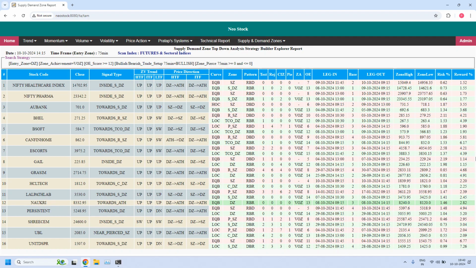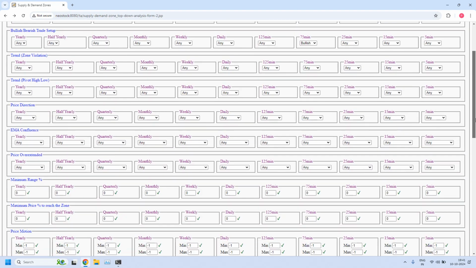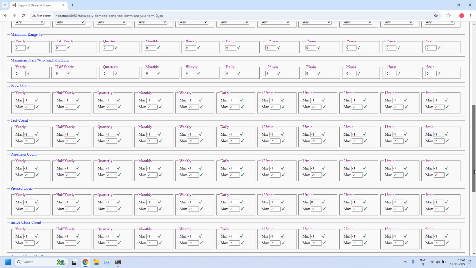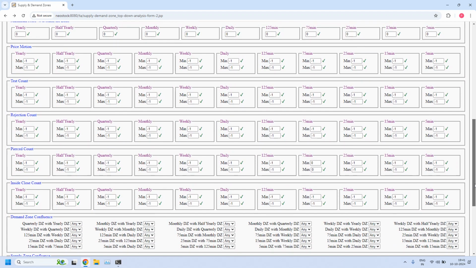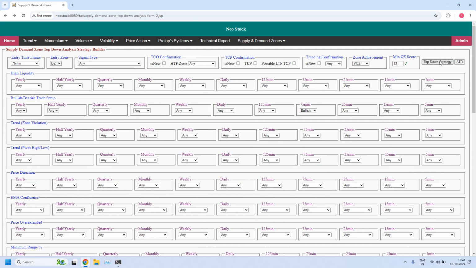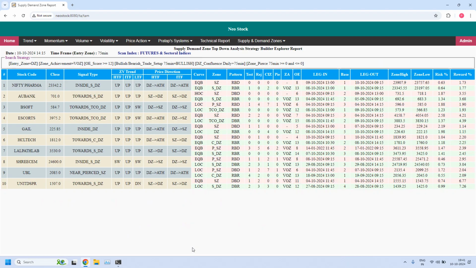Out of these 16, some high probability zones will be there. So let us look for LTF and ITF confluence. LTF and ITF demand zone confluence. LTF is 75. ITF is daily. So 75 minutes demand zone confluence with daily demand zone confluence filter I enabled. That means the 75 minute zone is part of the daily zone in all these 10 stocks. It's a high probability. Out of these 10, even more probability might be there with EMA confluence.